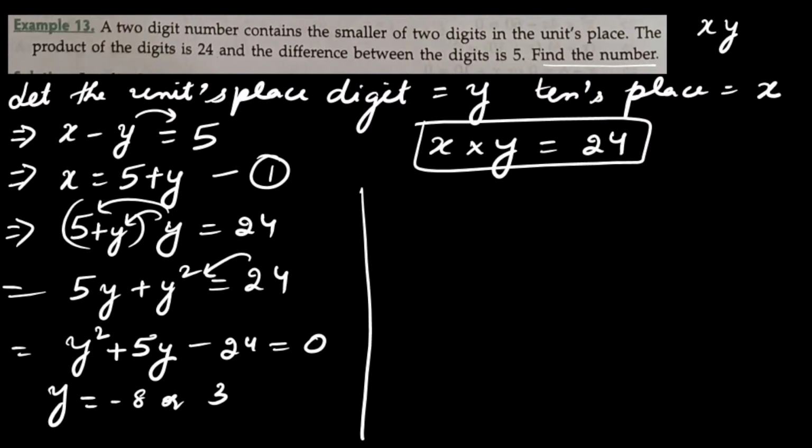See, whenever it is not mentioned, when there is no information about the number being positive or negative, in those cases I have to assume all the cases. So when y is equal to minus 8, what is the value of x I can find? X is equal to 5 plus y, so 5 minus 8 is equal to minus 3.